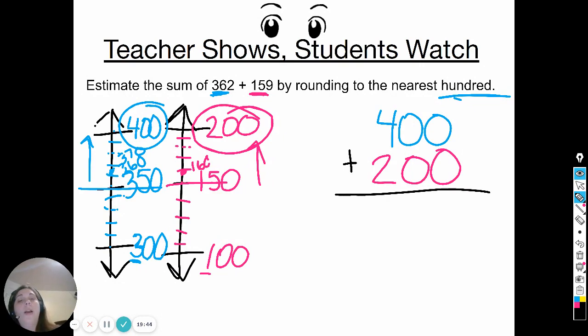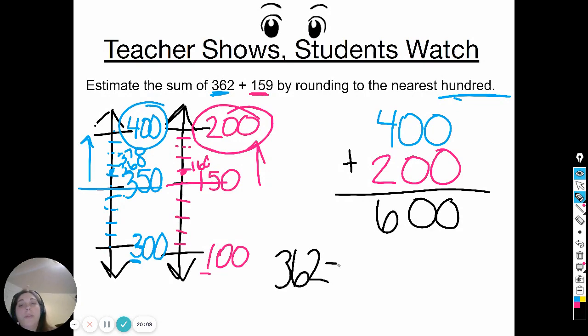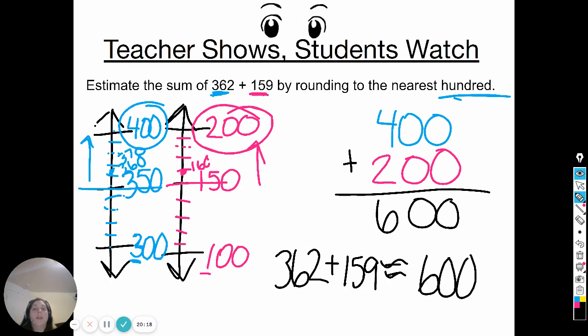And I'm going to now add these two together. First, I start in the ones. 0 plus 0 is 0. In the tens, 0 plus 0 is 0. And in the hundreds, 400s plus 200s, 4 plus 2 is 6. So 362 plus 159 is about 600, rounded to the nearest 100.